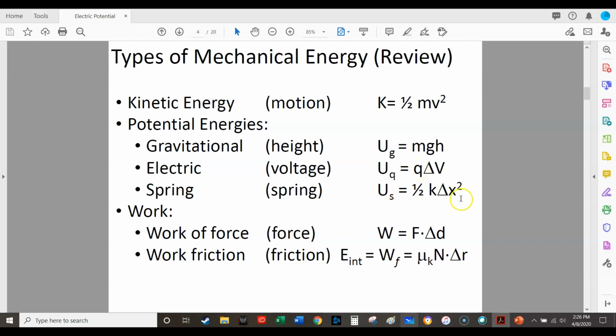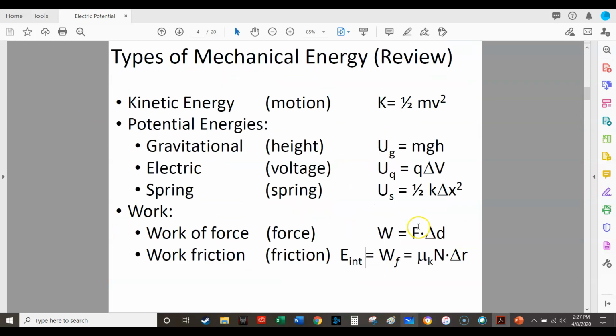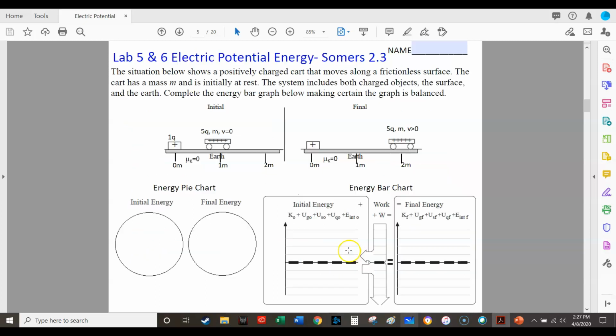There's no springs attached to it. There's no outside forces like a hand or a rope pulling or pushing on it. And this is a frictionless case, mu sub k is equal to 0. So there is no friction converting the kinetic energy into heat. Basically what we're dealing with is the electric potential energy at this point and no kinetic energy.